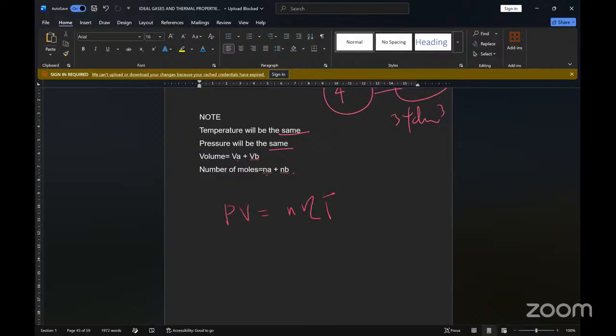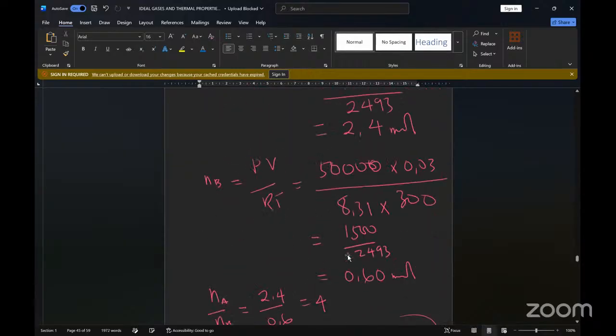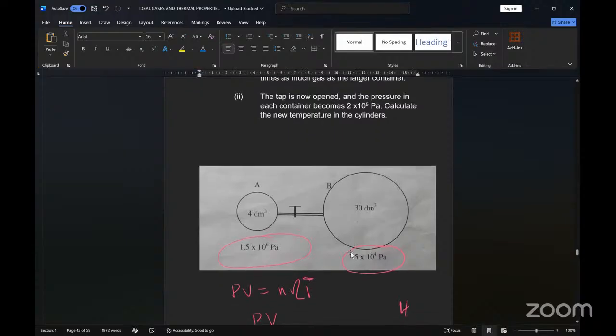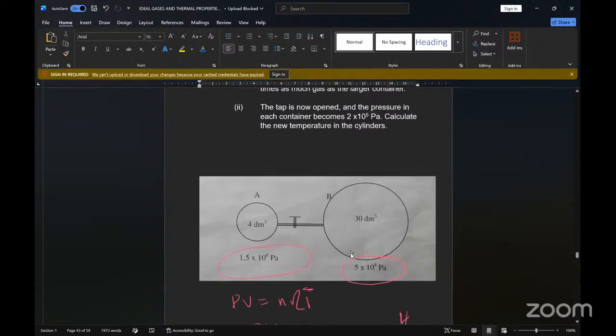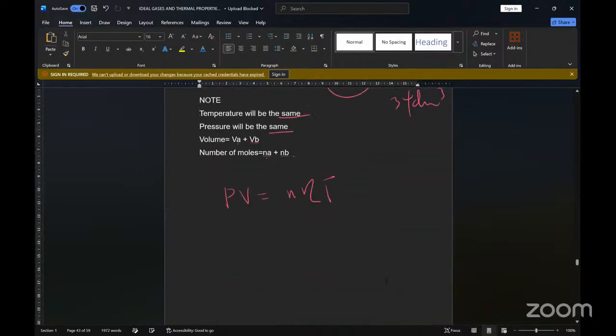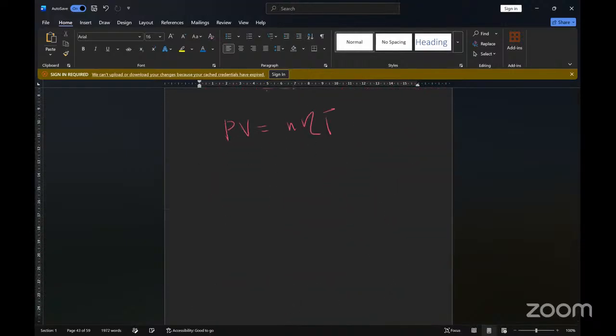The question is saying calculate the what? The temperature. It says that the tap is now open and the pressure is this. So this is your pressure now. The new pressure is given. Calculate the new temperature. So temperature is what you are supposed to calculate. And so you'll say your T is equal to PV over nR. That's how you make T the subject.